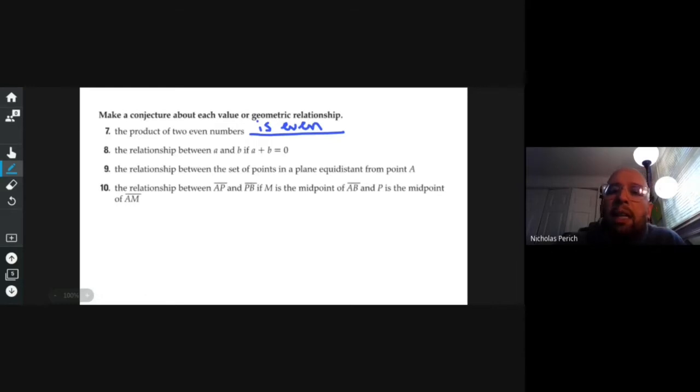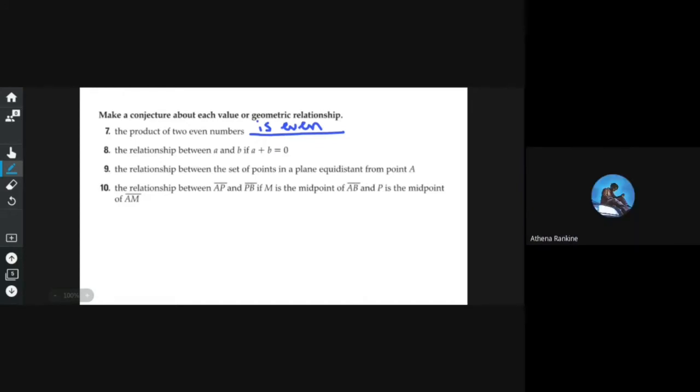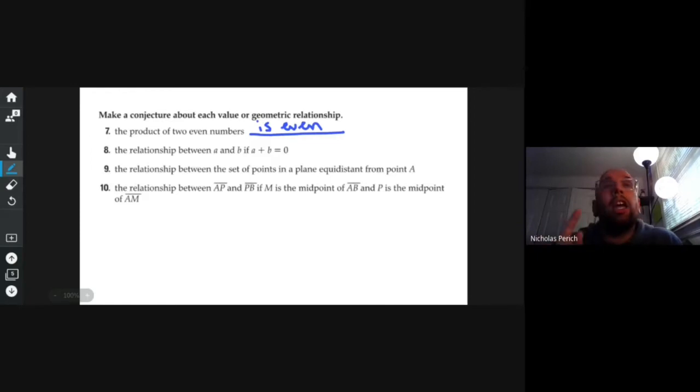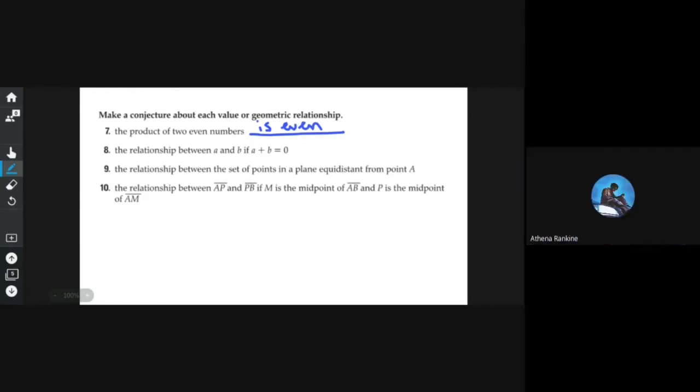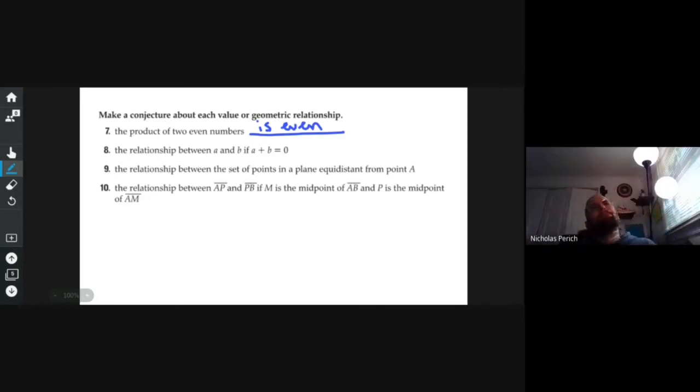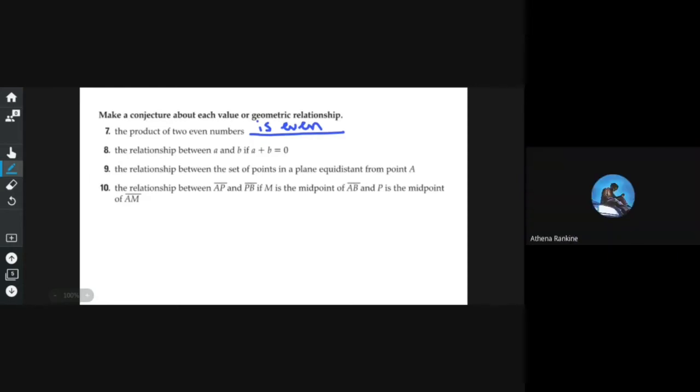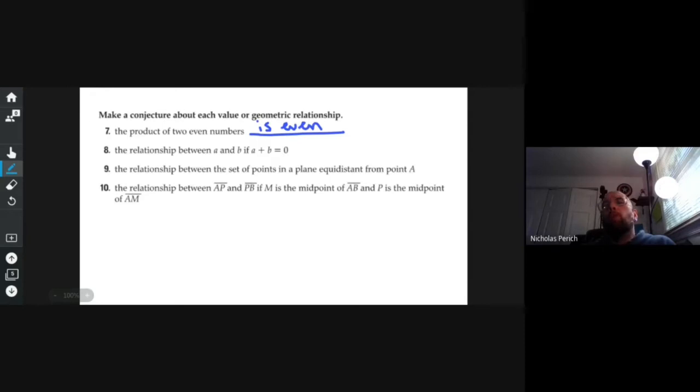What can you say about the relationship between A and B if A and B equals 0? They're both the same number? You are half right. They're the same number, but one of them is even. Oh, no. They're the same number, but one of them would have to be. If they add up to 0, one of them would have to be.